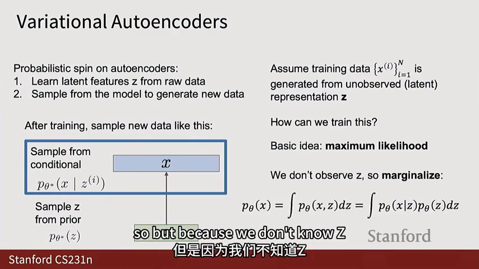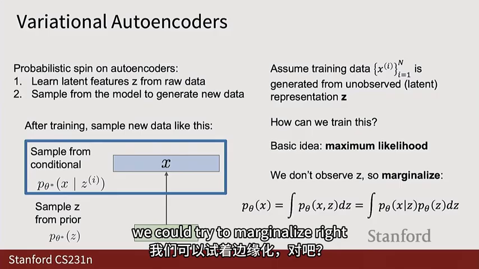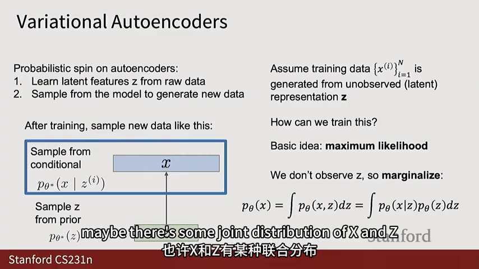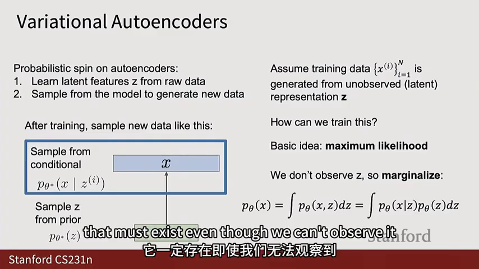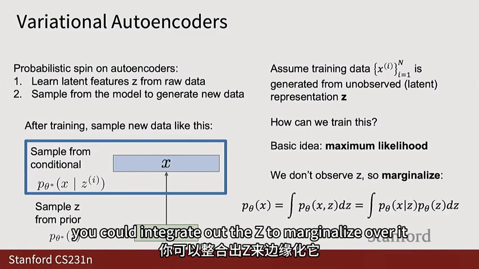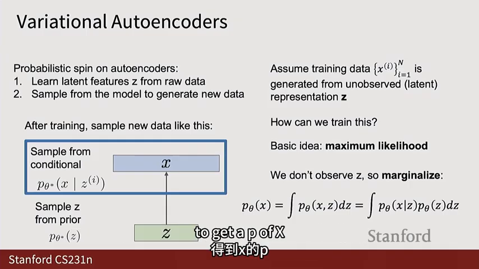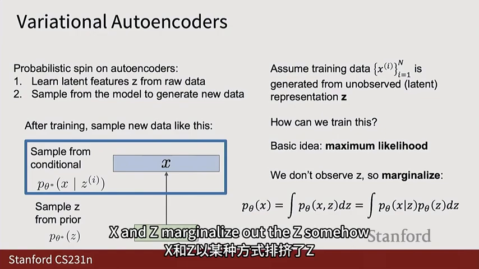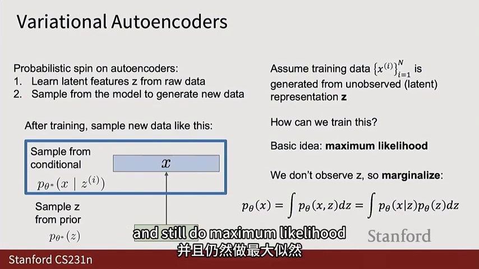Because we don't know z, we could try to marginalize, right? We know that p of x is equal to, maybe there's some joint distribution of x and z that must exist, even though we can't observe it. And then in principle, you could integrate out the z to marginalize over it to get a p of x. And then maybe we could pretend there's a joint distribution of x and z, marginalize out the z somehow, and still do maximum likelihood.